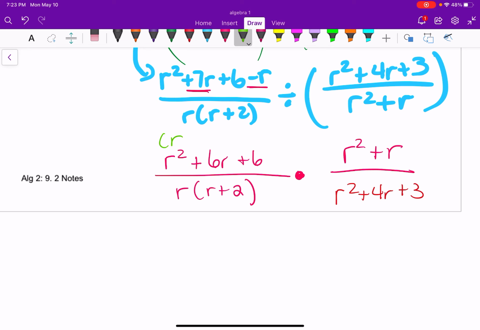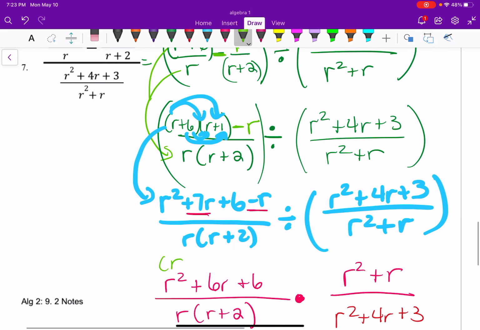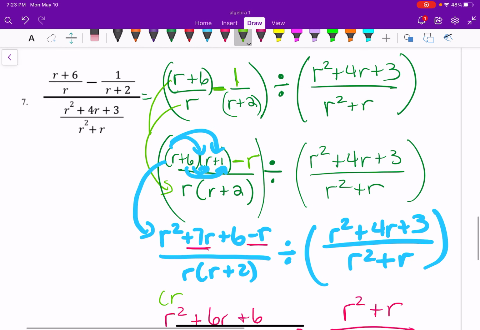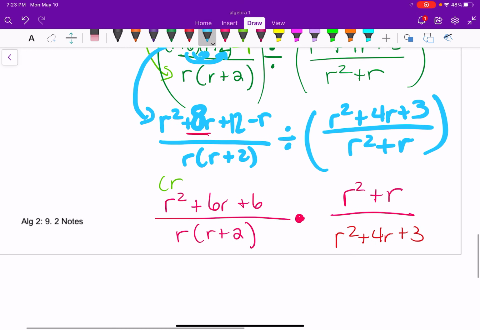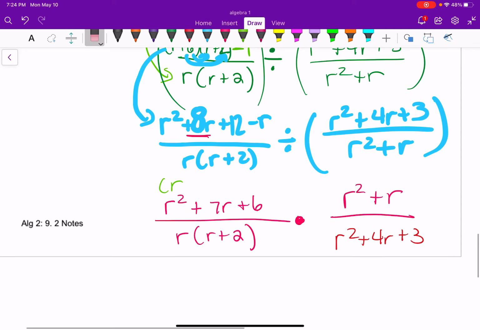Does this one factor? Oh, I did something wrong. What did I do wrong? Oh, this should be a 12 here. No, it shouldn't. Oh, yeah, this was supposed to be a 2. This is what happens. So this is supposed to be an 8r, and this is supposed to be a 12. I was going too fast. So that leaves me with 7r plus 12. Okay, I made a mistake. I hope some of you saw that.